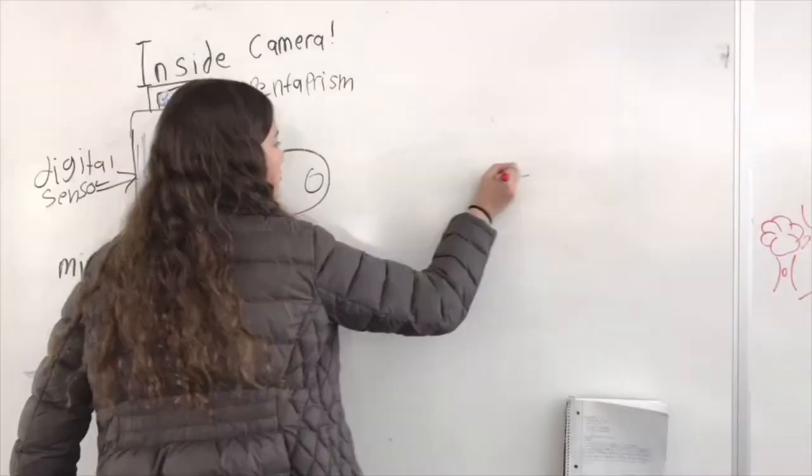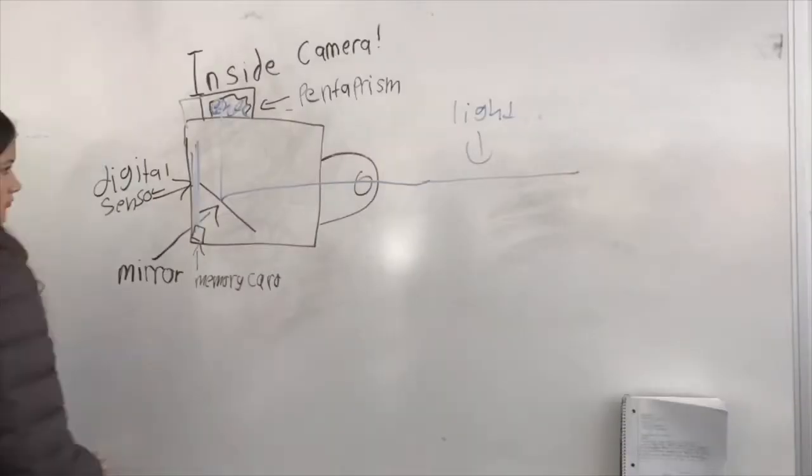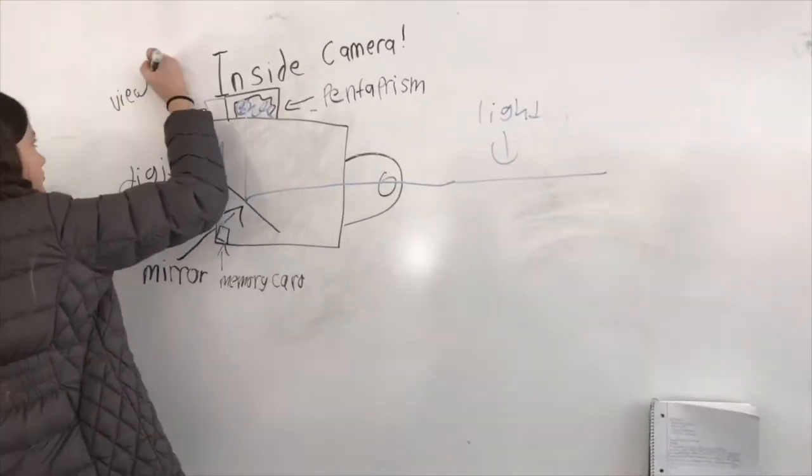Finally, when you take a picture, you hear a click, which is the moving mirror, and you aren't able to see through the viewfinder because the source of light is being blocked.